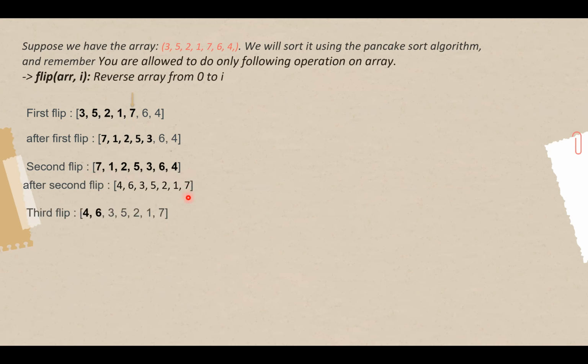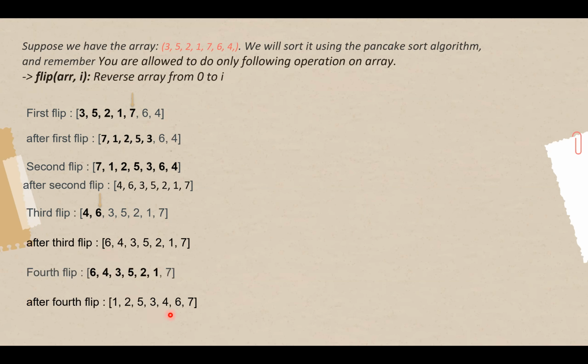So the next step will be to find the largest element, but in the unsorted part of the array. So now 7 is sorted, so I'll ignore 7. So the largest element in the unsorted part is element number 6. So I will flip between index 0 and index 1. So I flip between index 0 and index 1, so this will be the result. Now 6 is at the beginning, and then I will flip all of the elements in the unsorted part of the array to get 6 to its right place. Now 6 is also sorted, and then I will do the same steps for the rest of the elements in order to sort the whole array.